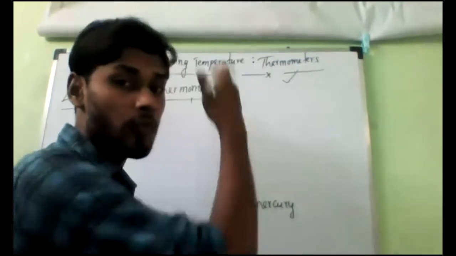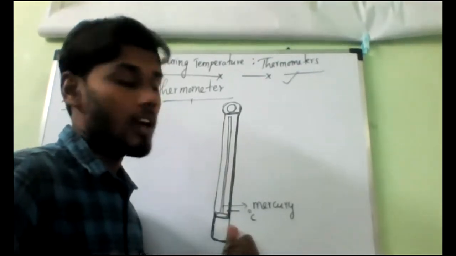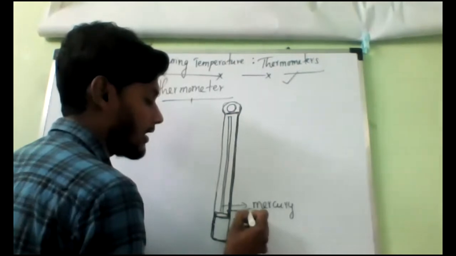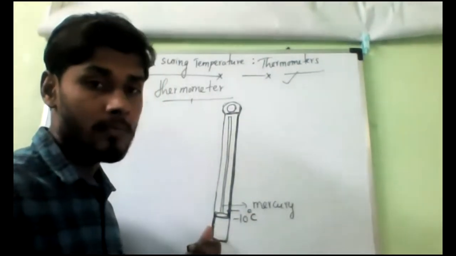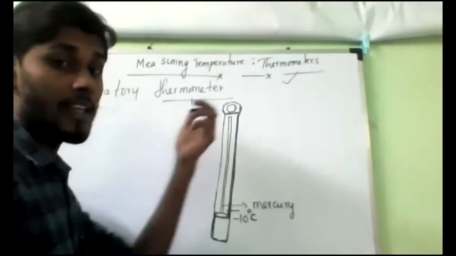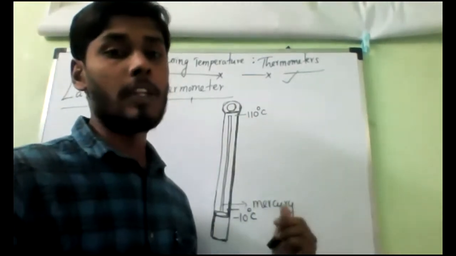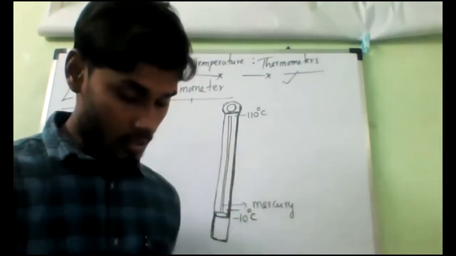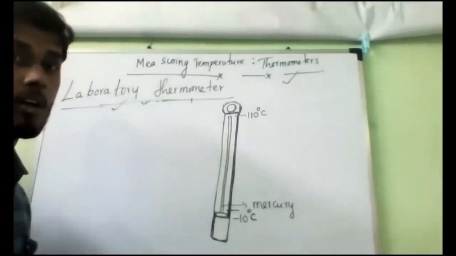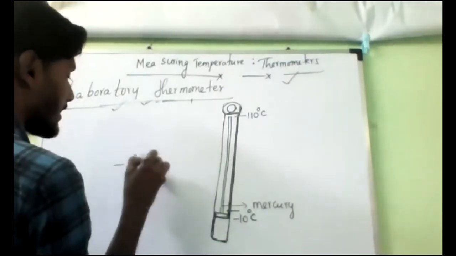This full scale is of the commonly used laboratory thermometer. It starts from minus 10 degrees Celsius. What is the starting point of this laboratory thermometer, Mari? It starts from minus 10 degrees Celsius and it ends at 110 degrees Celsius. What is the minimum temperature which we can measure here? Minus 10 degrees Celsius. A common laboratory thermometer usually measures the temperature from minus 10 degrees Celsius to how much?